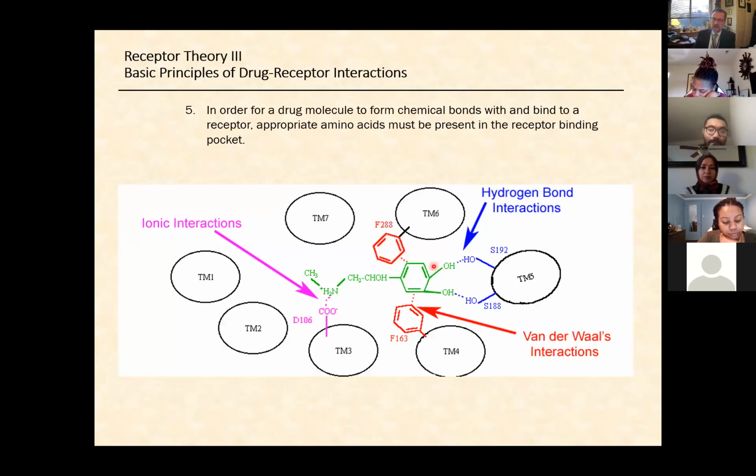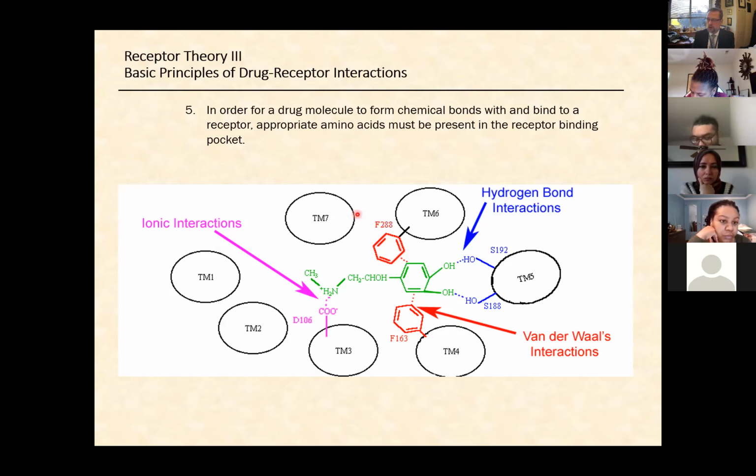Okay, so here's a real example of the types of chemical interactions that occur between a real ligand and a real receptor. Now, remember, in order for a ligand molecule and a receptor molecule to form chemical bonds, they both have to have compatible functional groups that will participate in ionic, hydrogen, or van der Waals interactions. In this particular case, I have an example of a ligand that's binding to a receptor using all three types of those bonds.